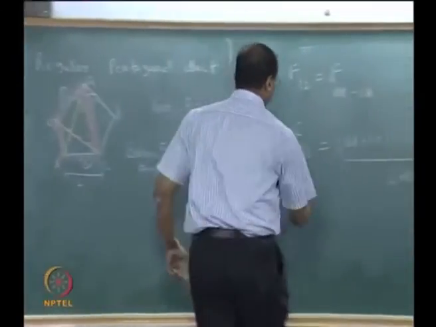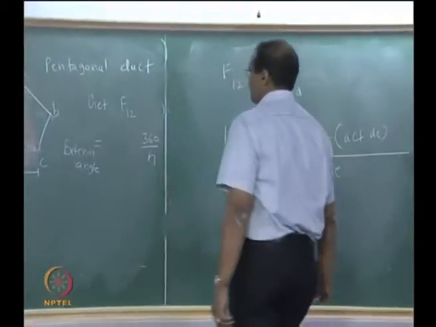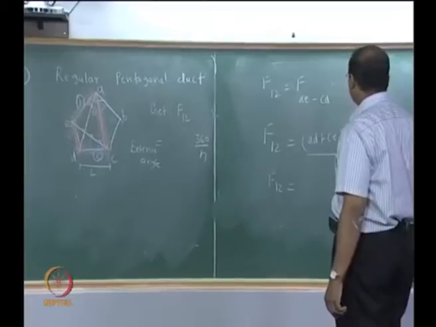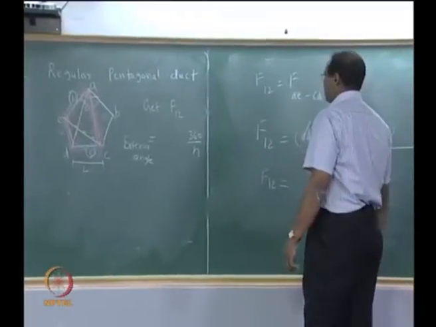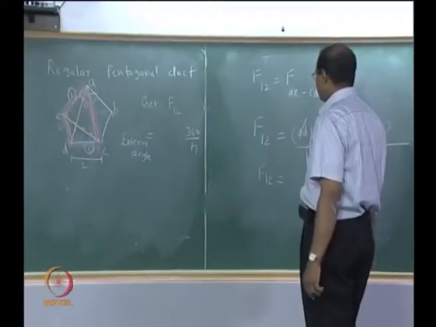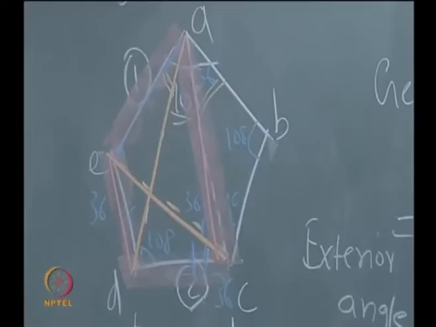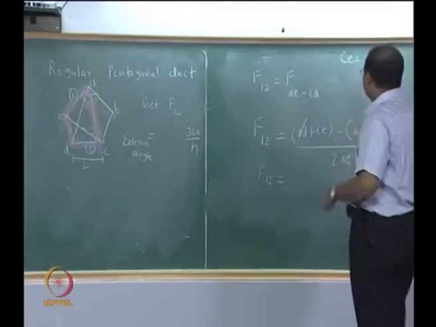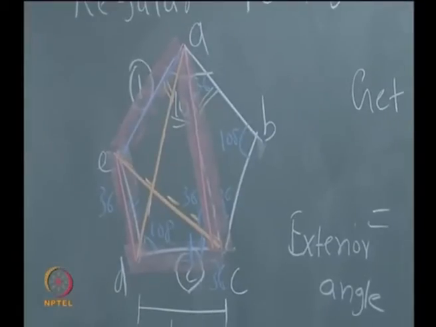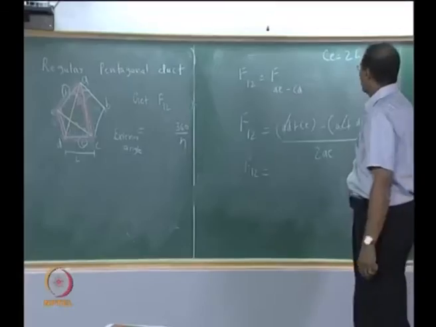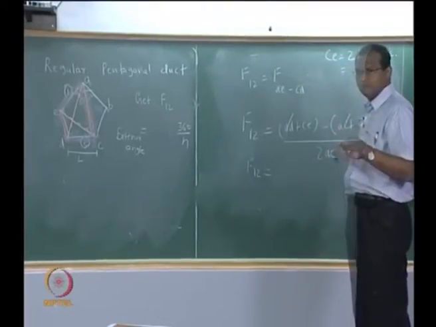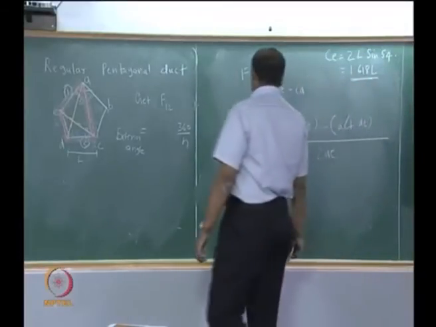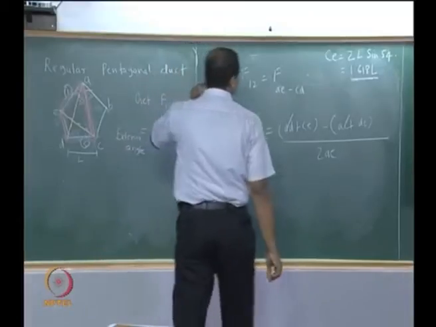What is AD? AD and AC will get cancelled. Okay. So what is CE? 2. Okay. What is sin 54? 1 point. Okay. So DE is L. Okay.